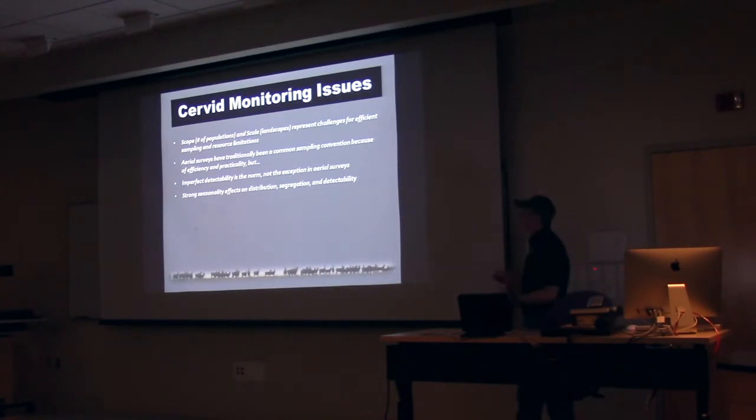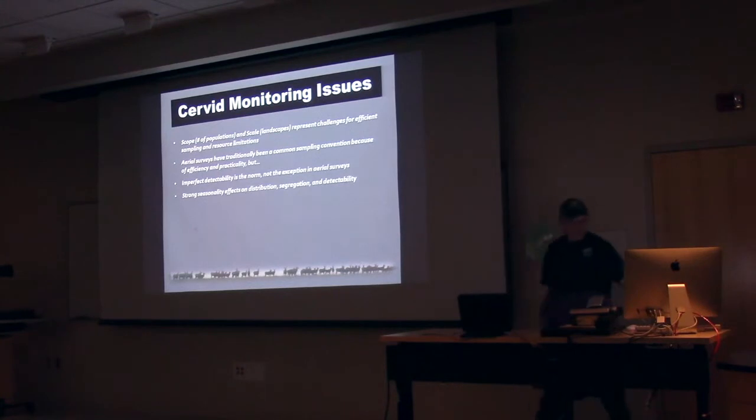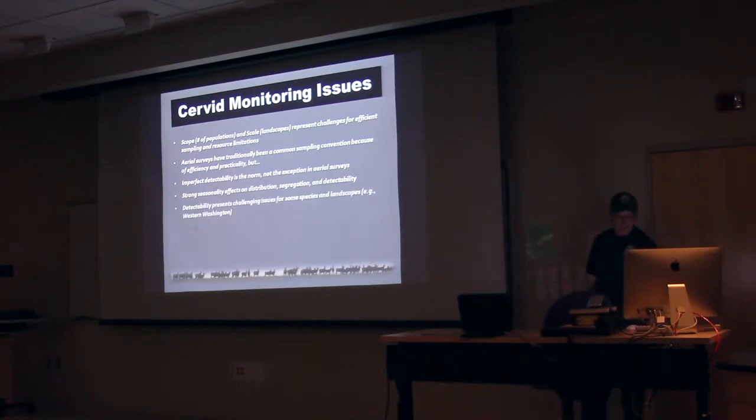We know we have strong seasonality effects on the distribution of these animals. We have segregation issues, for example, gender segregation. In fact, that's one of the things that Lewis is going to be working on, looking at the kinds of things that affect and drive sexual segregation in elk. And then, of course, the detectability issue, which can vary across the landscape.